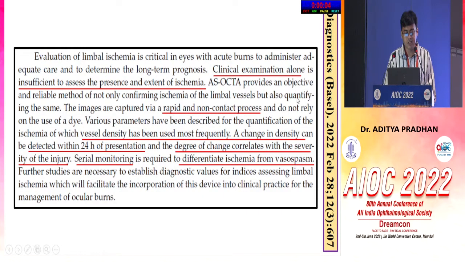So definitely this article has shown that clinical examination alone is insufficient to assess the presence and extent of ischemia. We need something more objective that gives us images which are rapid and non-contact. Now we have more indices to assess the parameters on OCTA. So now we can serially monitor these patients to differentiate what is actually ischemia and what is vasospasm. Vasospasm can easily resolve with conservative management, but if it is true ischemia, you need more aggressive management right from day one.